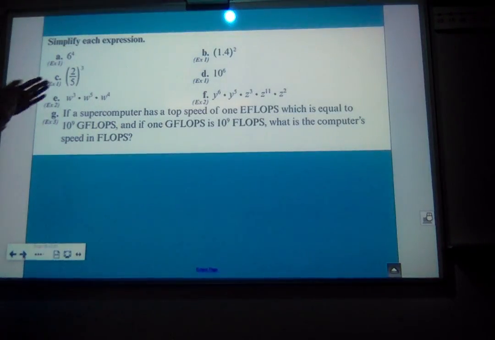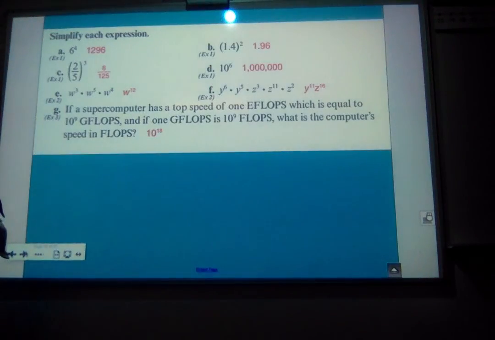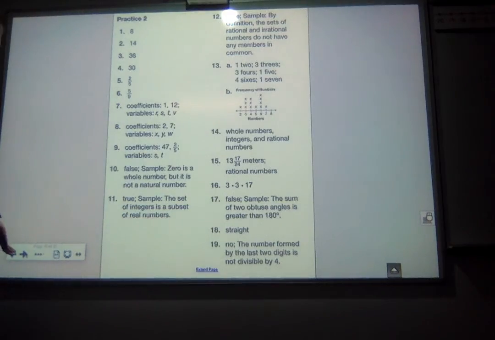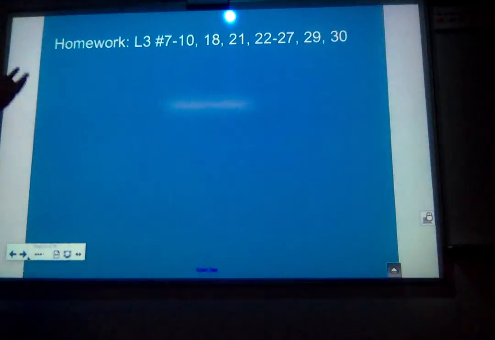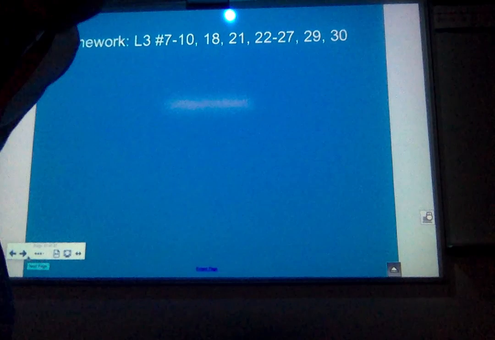All right, this was your practice set. I really recommend especially practicing this one now. Today we did simplifying expressions using the product property of exponents. You'll be able to simplify exponential expressions. There is the answer to the lesson practice there, the practice set. And then the homework was lesson 3, number 7 through 10, 18, 21, 23 through 27, 29, and 30. And 22, that was the one that we just did with the dimensional analysis.